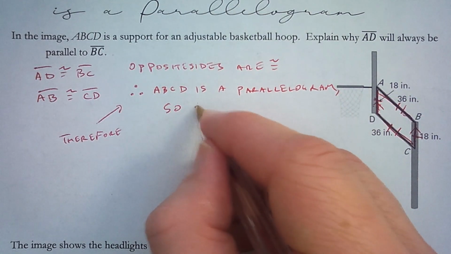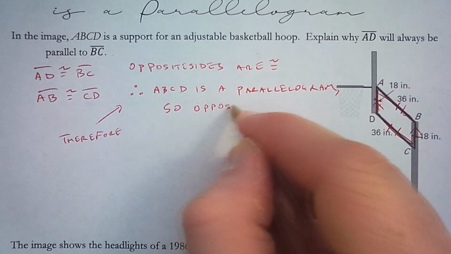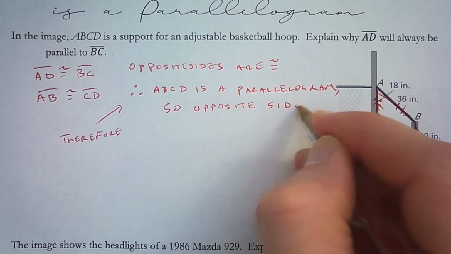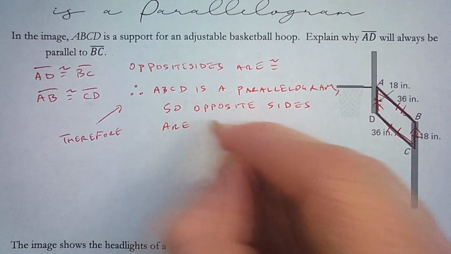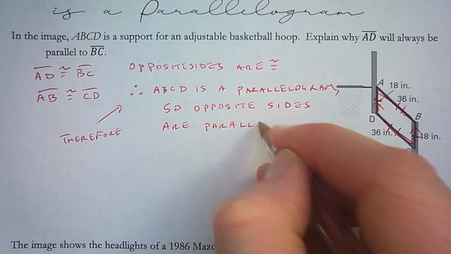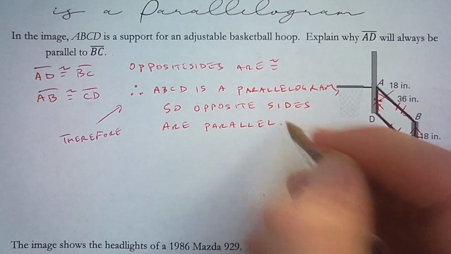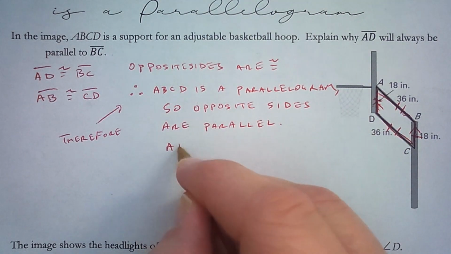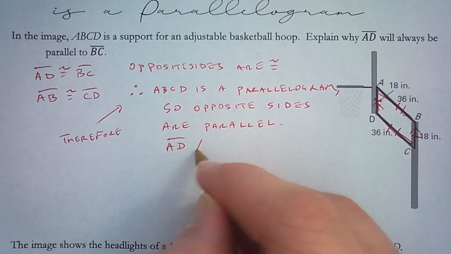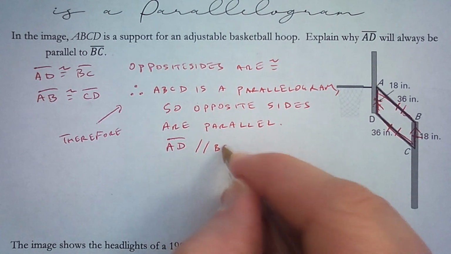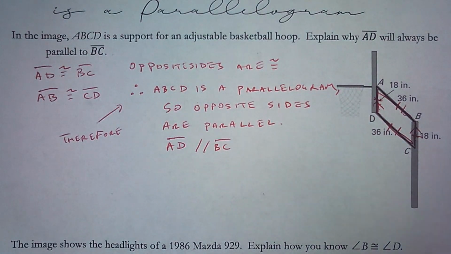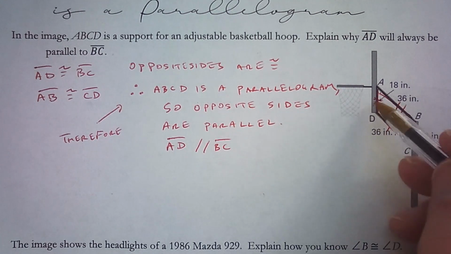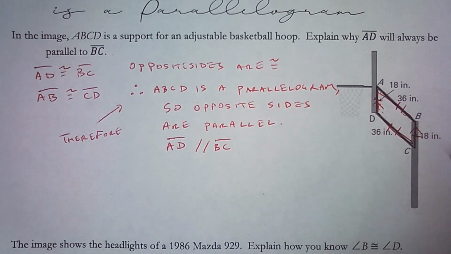So, opposite sides are parallel. And that means that segment AD is parallel to segment BC no matter what. No matter what angles I have here, because this will always be a parallelogram, these sides, AD and BC, will always be parallel.